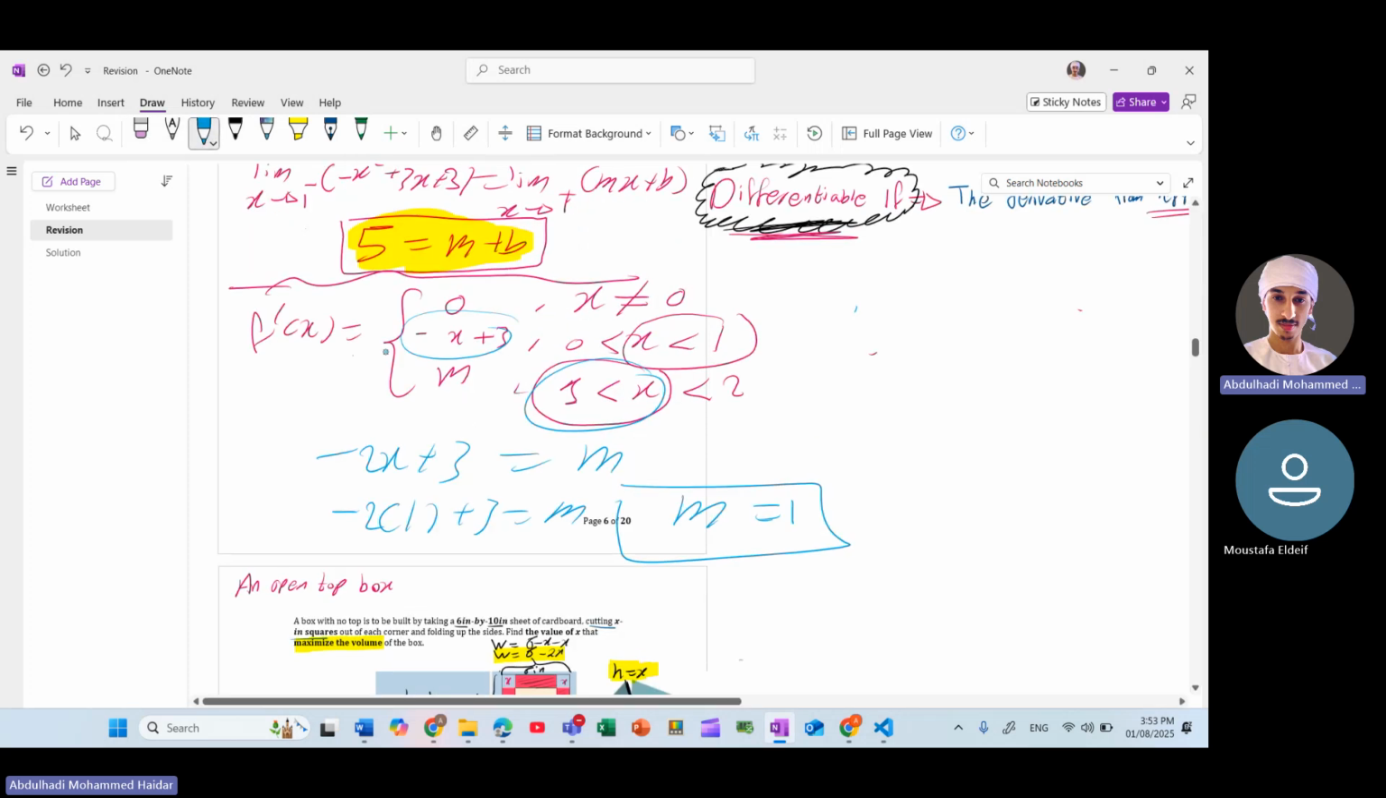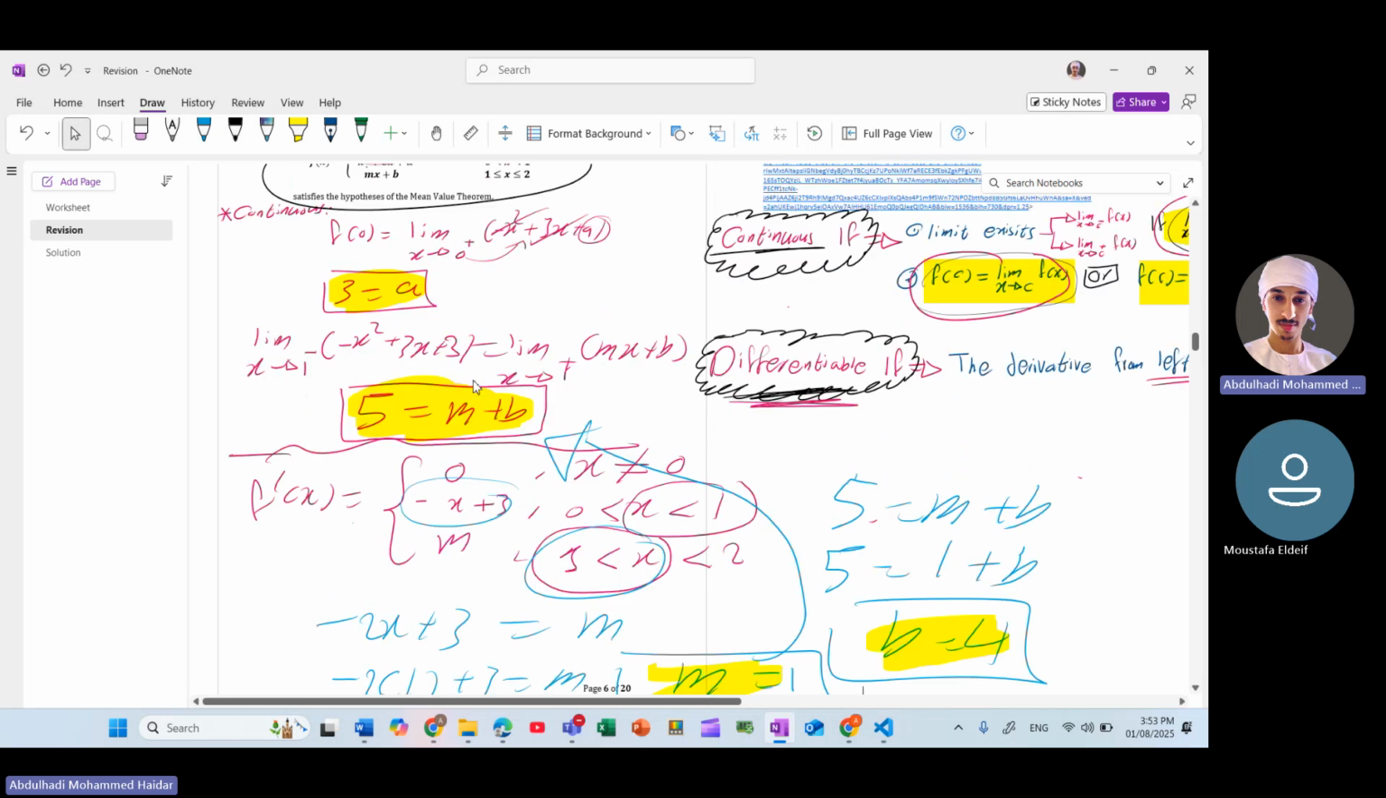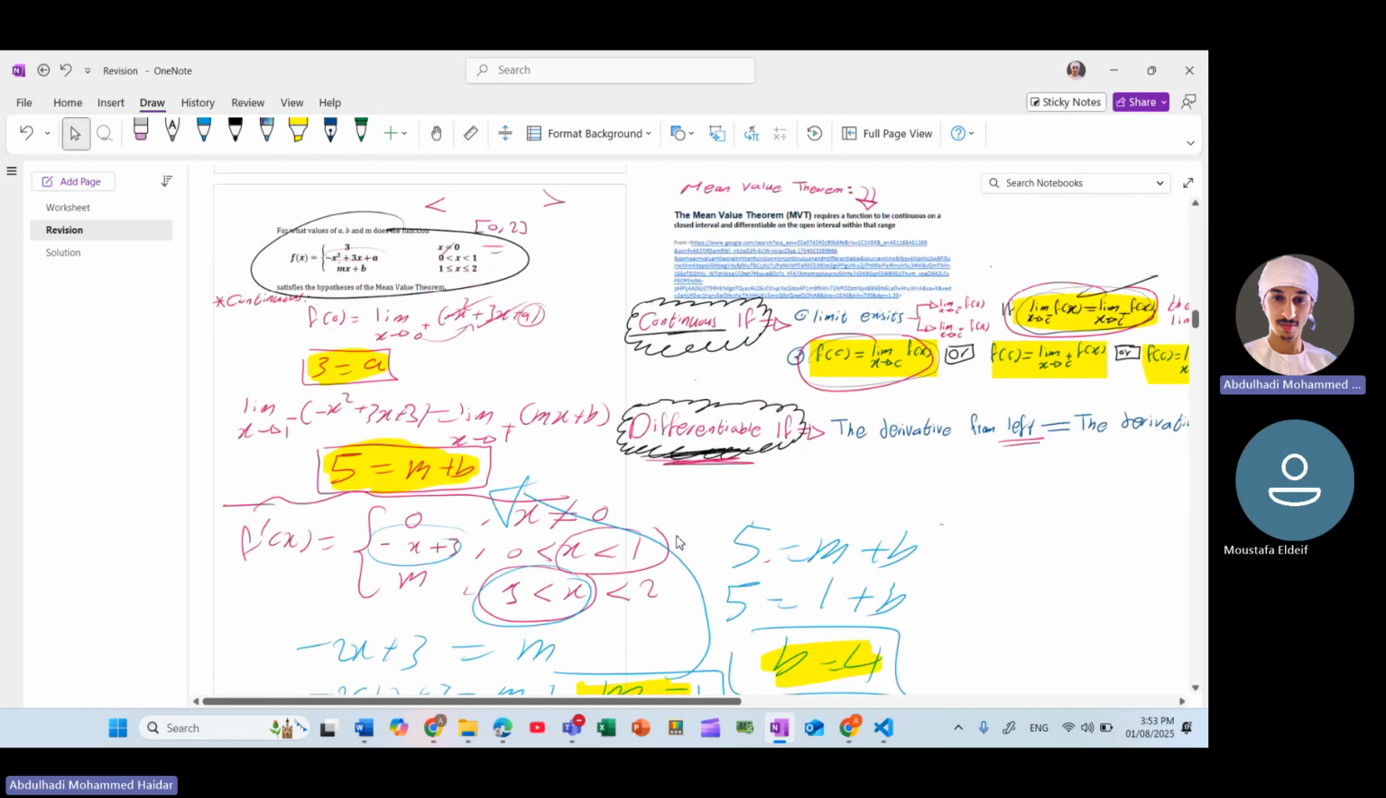We are going back to this one. Just substitute m here and that's it. So 5 equals m plus b, 5 equals 1 plus b, b is equal to 4. So here are the solutions: m equals 1, b equals 4, and a equals 3. So we use these two, continuous and differentiable. Why? Because he said that it is already the mean value theorem, but he wants the values of a, b, m that satisfy the mean value theorem.